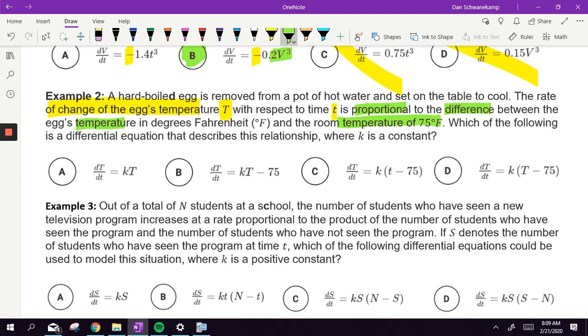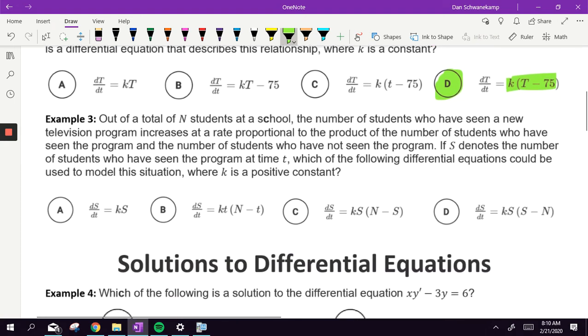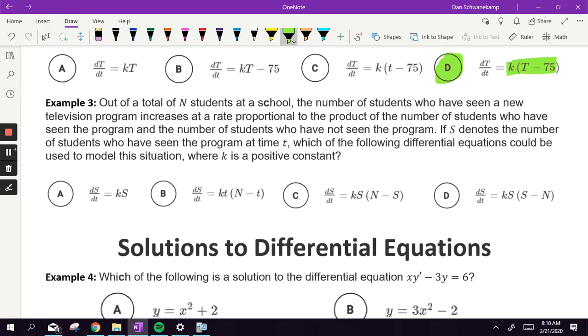What does difference mean? Subtract. It's proportional. So K times the difference between the room's temperature and the egg's temperature. So which one are we picking here? D. We want D because we want to multiply times that difference. It's proportional to the whole thing there. Okay, one last one. Try example 3. Show me with your fingers. 1 for A, 2 for B, 3 for C, 4 for D.